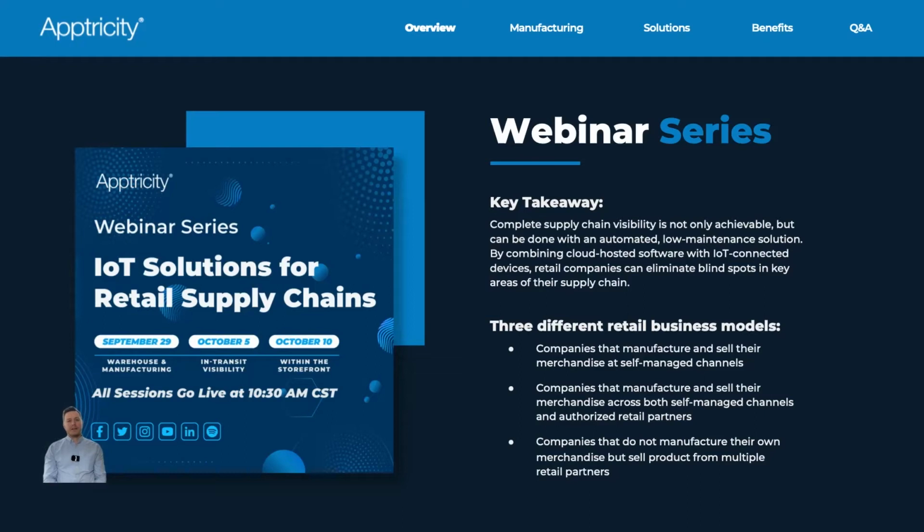And so really throughout the course of this, we're going to be addressing the three different retail business models. These are models we've worked with companies in each one of these categories. Ideally, your business should fit into one of these three. If not, I'd love to hear how your business works differently from these three models.